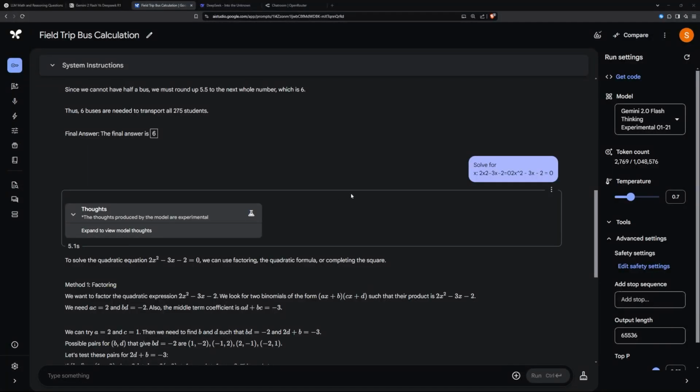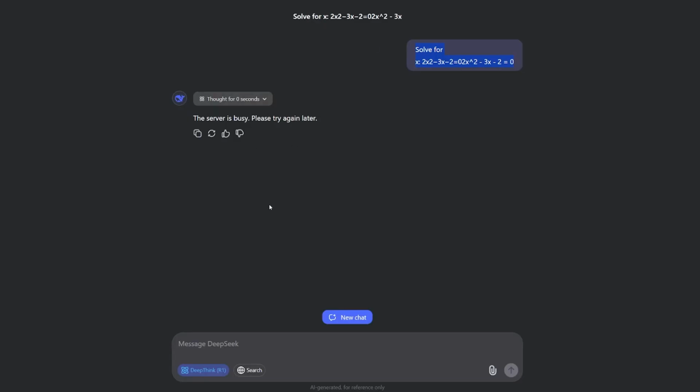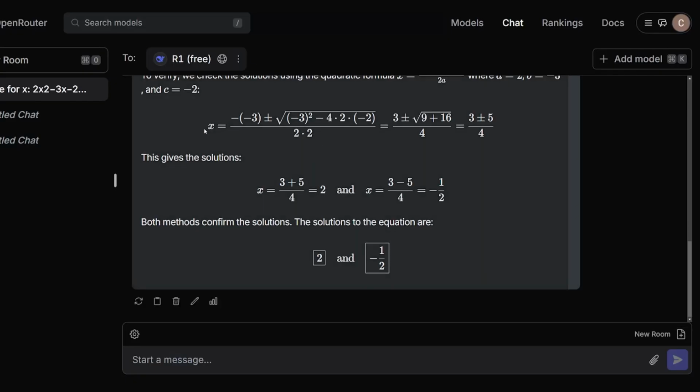For the second question, we'll kick it off with mathematics. I have this equation that I'm trying to solve. Here is the correct solution, actually: x equals 2, and x equals minus half. And honestly, DeepSeek did work correctly on the first equation in chat.deepseek. But I got "servers busy", so I switched to the OpenRouter free version of DeepSeek. And it also got me the correct answer.